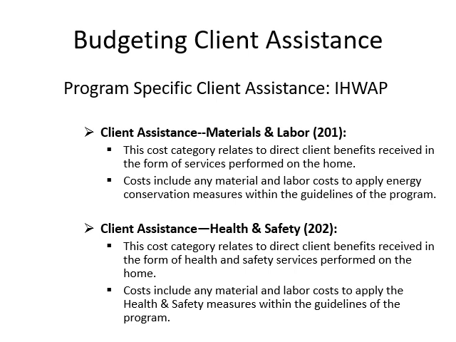The program-specific client assistance for weatherization are the following line items. 201 is materials and labor. This category relates to direct client benefits received in the form of services performed on the home. The costs include any material and labor cost to apply energy conservation measures within the guidelines of the program. The health and safety budget line item, which is 202, this category relates to direct client assistance received in the form of health and safety services performed on the home. These costs include any material and labor cost to apply the health and safety measures specifically within the guidelines of the program.